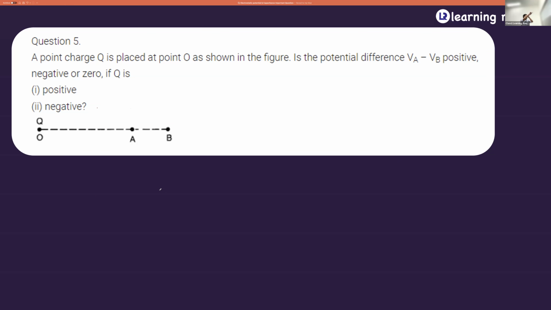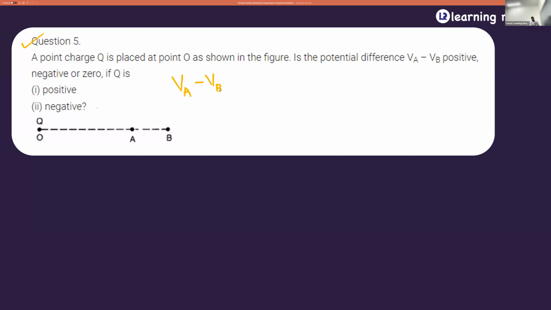So here comes the next question. A point charge Q is placed at point O as shown in the figure, right? Is the potential difference VA minus VB positive, negative, or zero if Q is positive and if Q is negative? So what we need to find is whether VA minus VB is going to generate a positive value or a negative value. When will VA minus VB be positive? Obviously, when VA is greater than VB, right? And the vice versa happens in the reverse scenario.